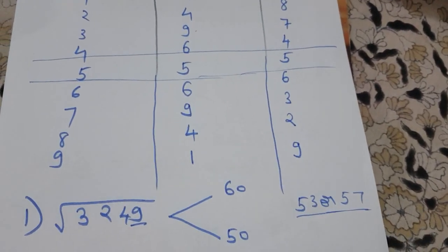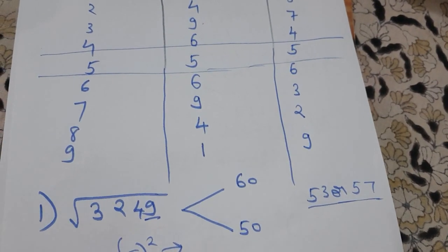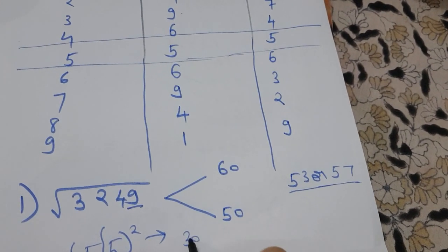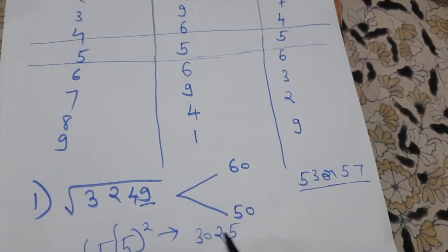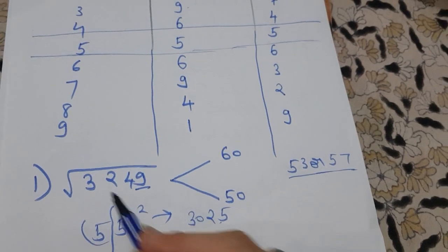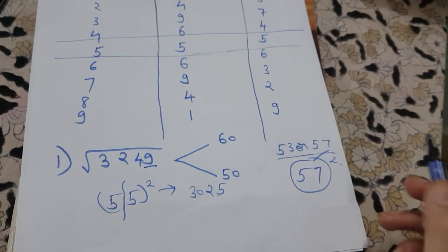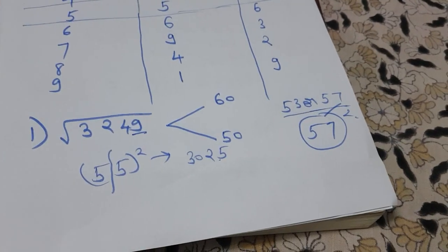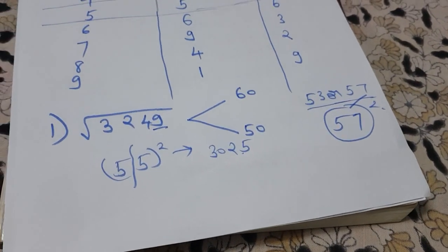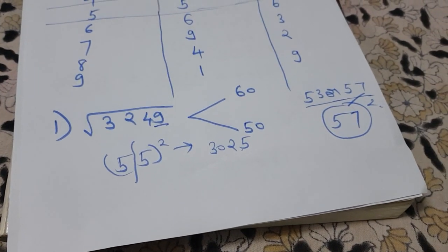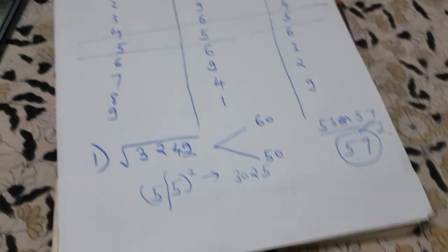So you know 55. How to find this 55 square? We already know 5 into 5 plus 1, that is 6. 5 into 6 is 30, and this is 25. So you can understand clearly that 55 square is 3025, so that means the answer will be 57. This will definitely help us in saving time. You may find it difficult, but this will definitely be easy and save a lot of time.